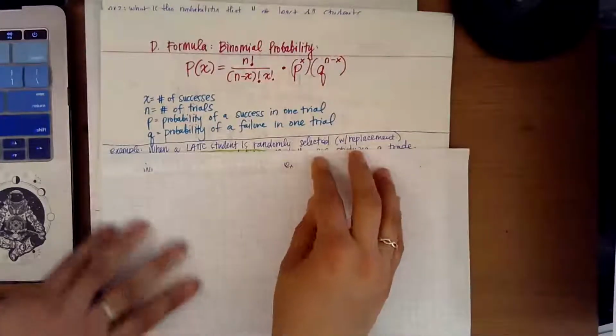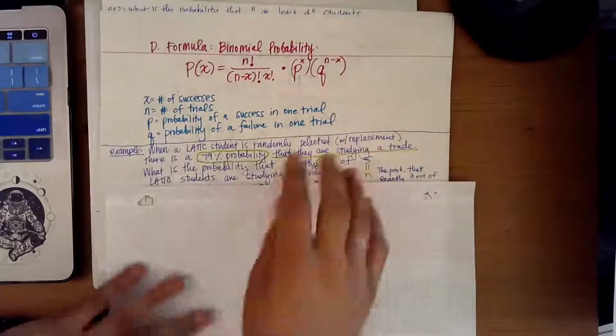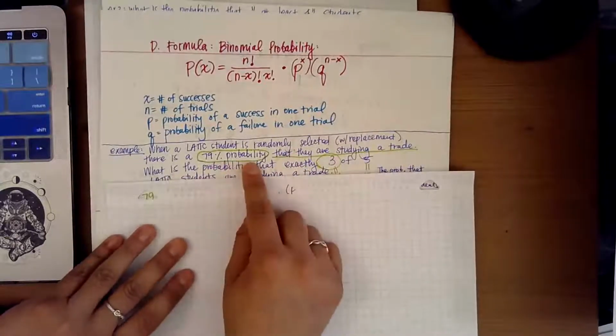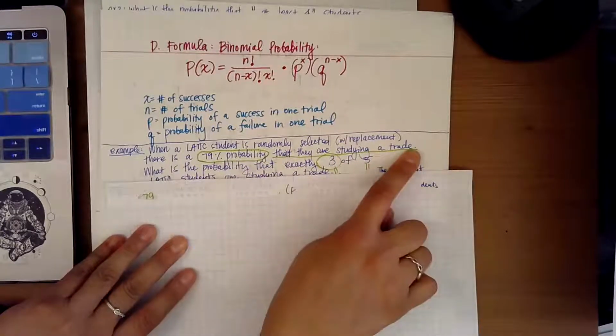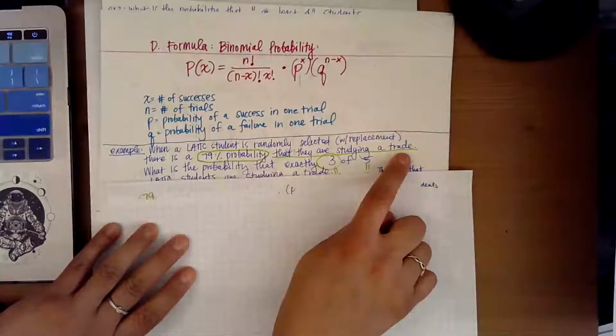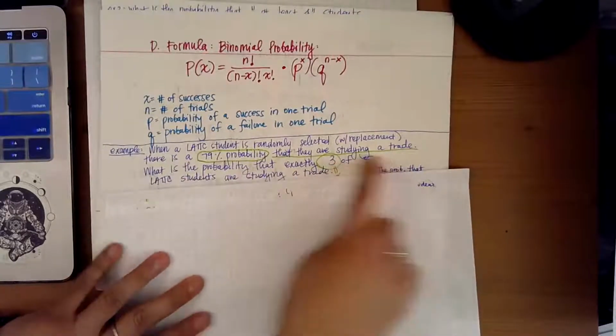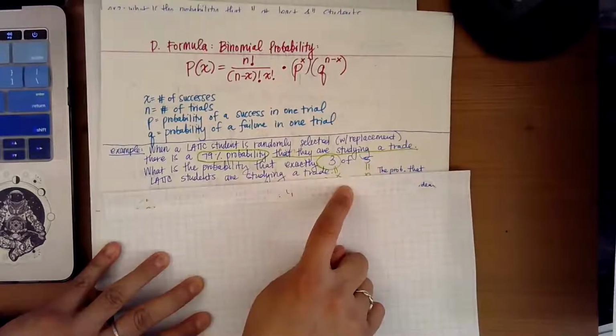So when I look at this, I say when an LATTC student is randomly selected with replacement, there is a 79% probability that they are studying a trade. So here, the question is yes, no. Are you studying a trade? Yes or no? Success would be if they answered yes to the question. Fail would be if they answered no to that question. What is the probability that exactly 3 of 5 LATTC students are studying a trade?